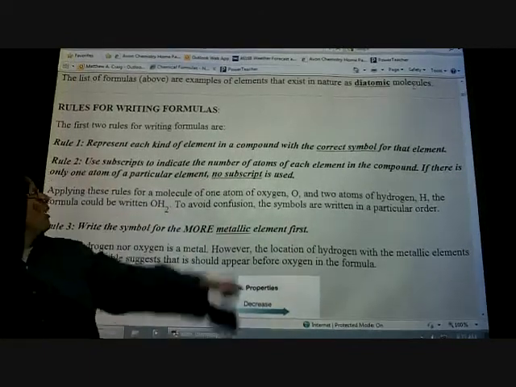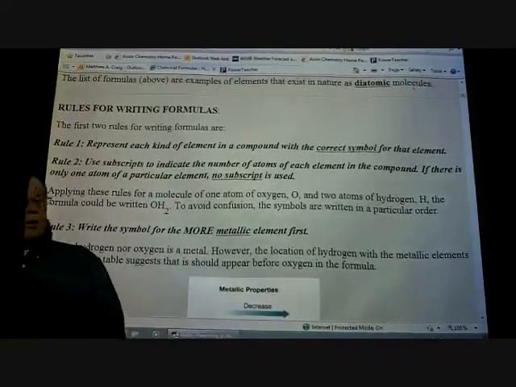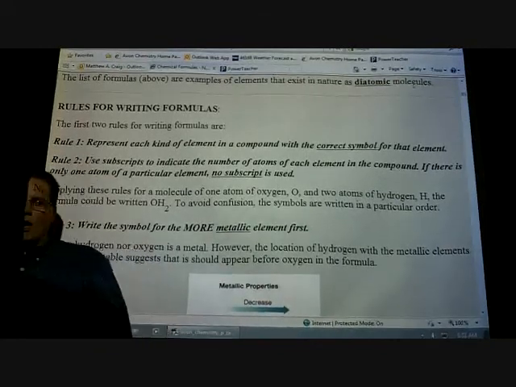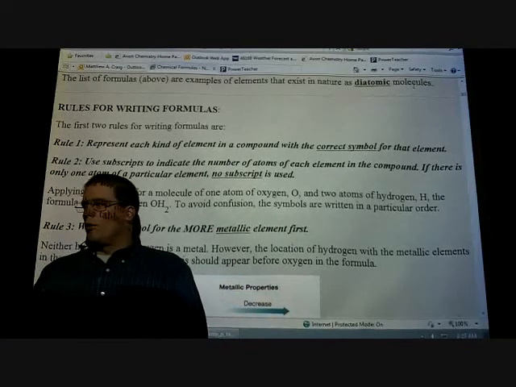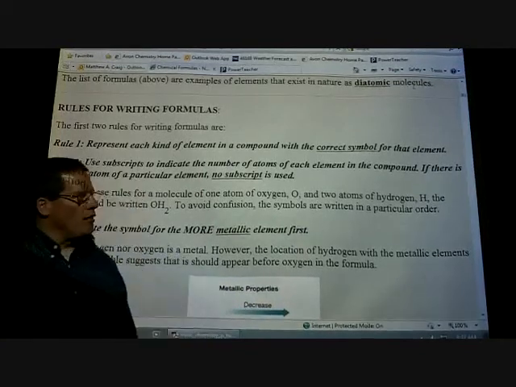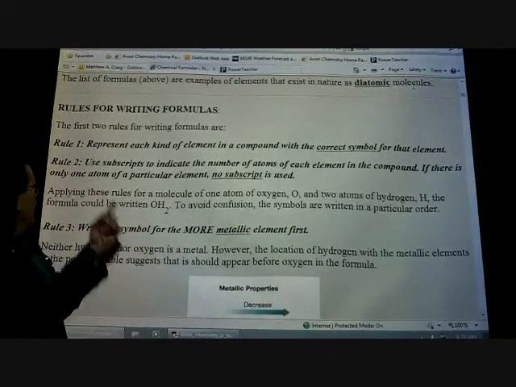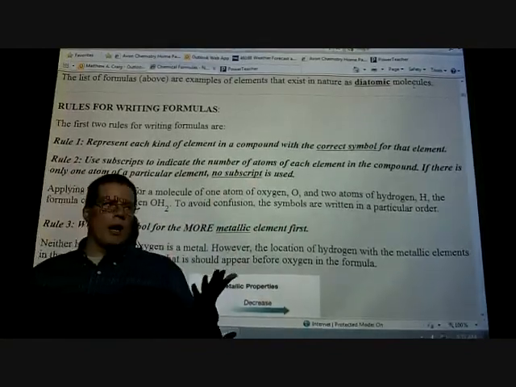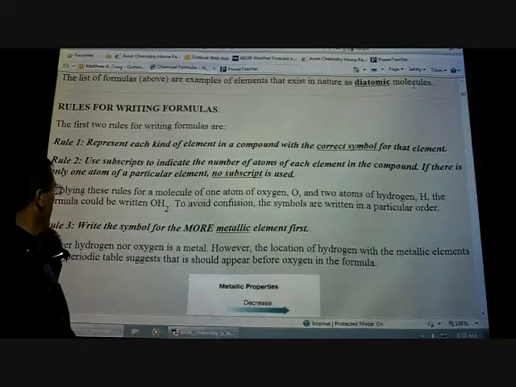Rule number 1, again, represent each kind of element in the compound with the correct symbol. Now, I think part of the problem, if you didn't do well on your test, is because you don't know your 52 elements yet. Names and symbols, you've got to know those. Rule 2, again, use subscripts to tell how many of each atom. We did that with the ionic. We will do it the same with the molecular.